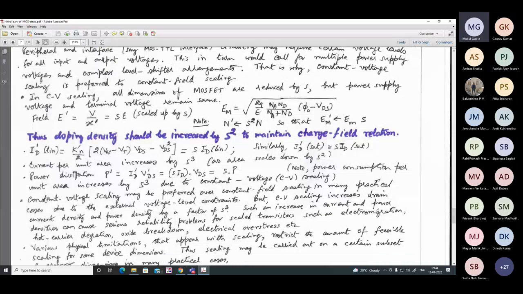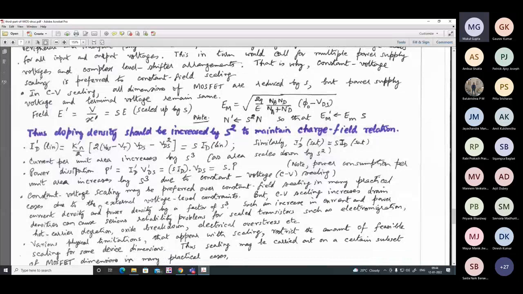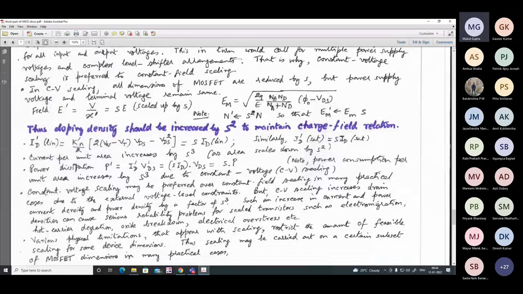In practical cases, the external voltage level is constant. But constant voltage scaling increases drain current density and power density by a factor of s to the power 3. Such an increase in current and power can cause serious reliability problems for scaled transistors.